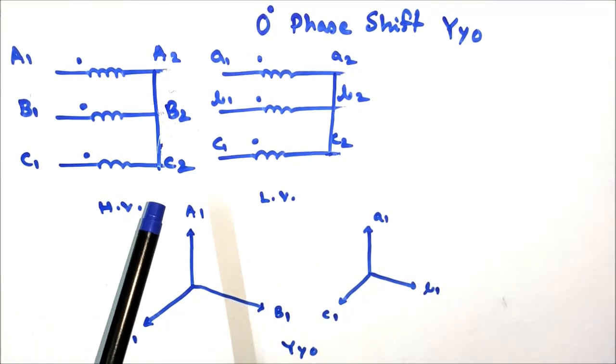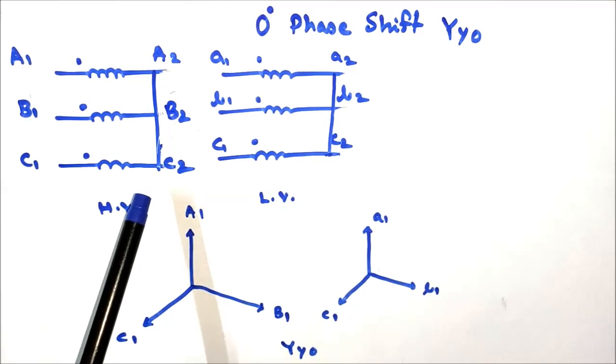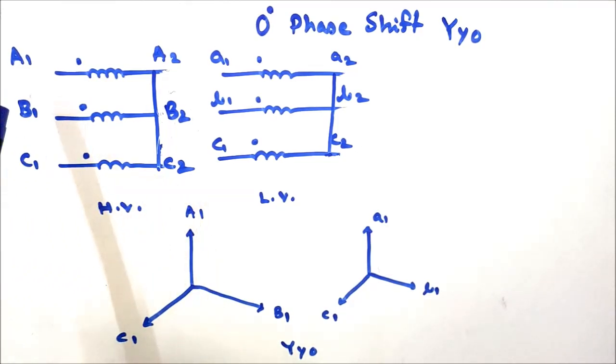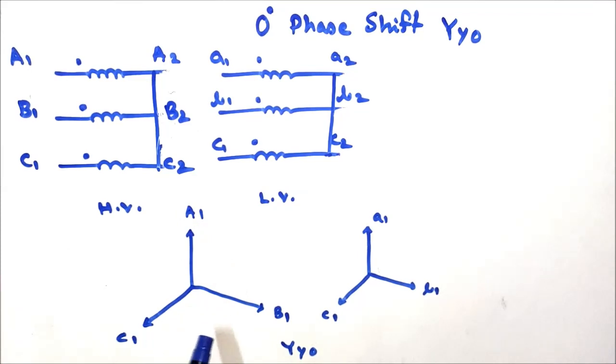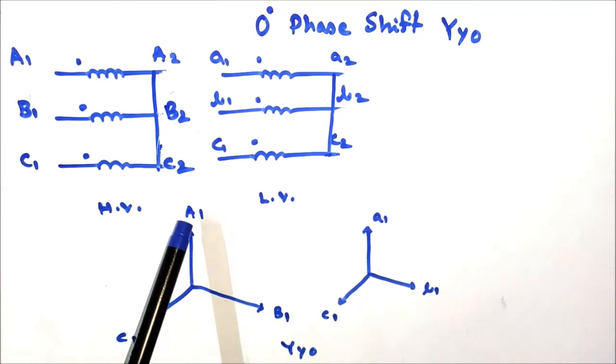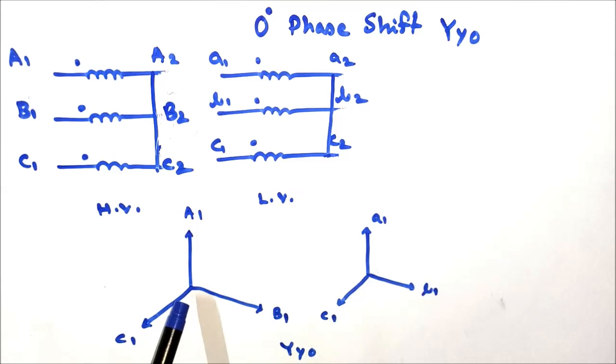Now in the HV side, we will short A2, B2, C2 to form the start point in the HV side winding, and the supply terminal is taken from A1, B1, C1. The phasor diagram represents A1, B1, C1 as the supply terminals, and A2, B2, C2 are shorted together to form the start point in the HV side.